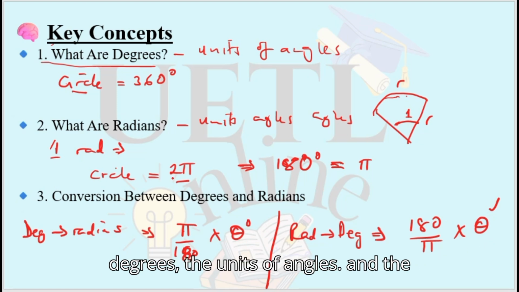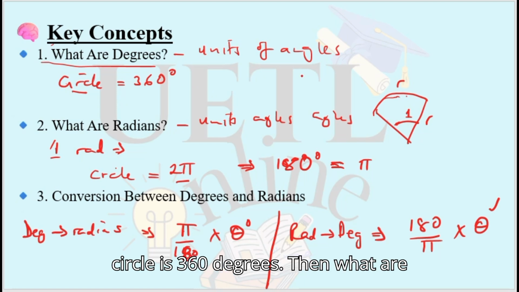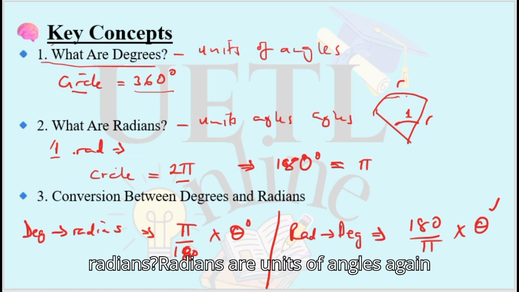We've learned what degrees are. They are units of angles, and the circle is 360 degrees. Then what are radians? Radians are units of angles again.